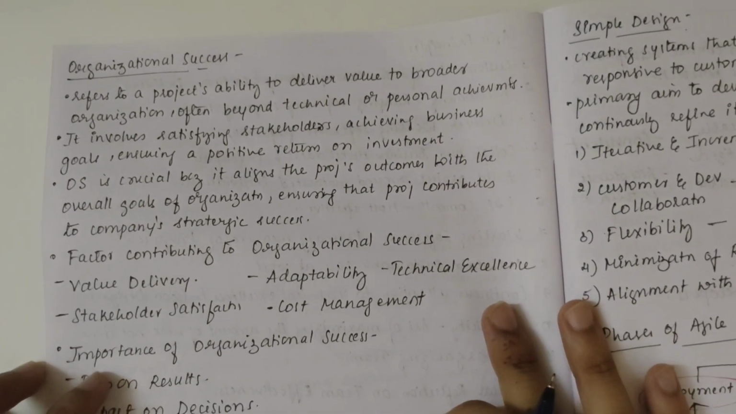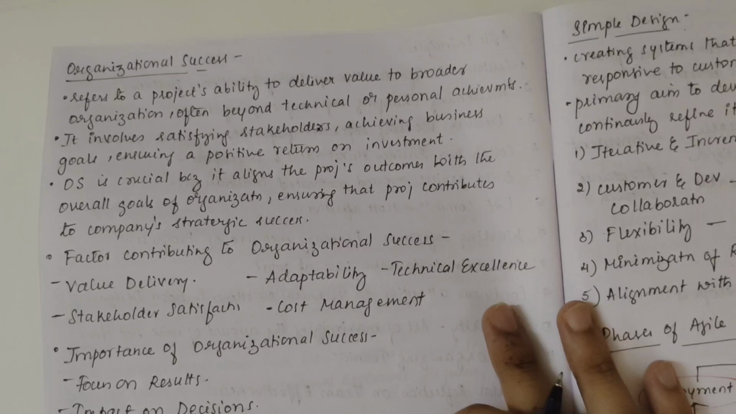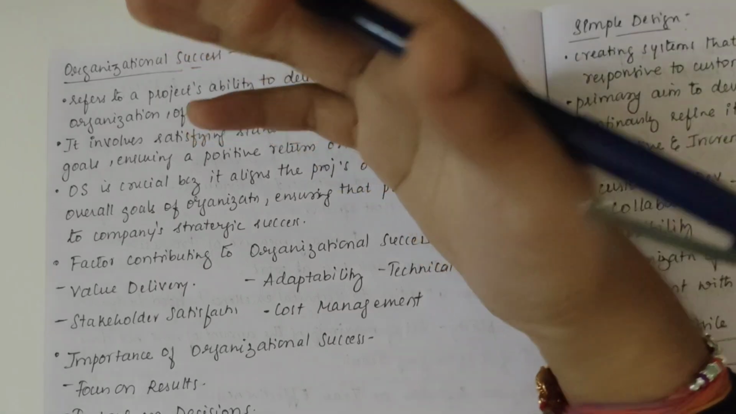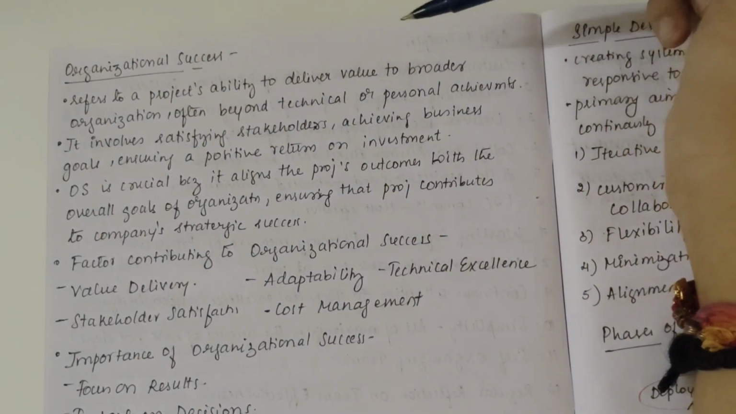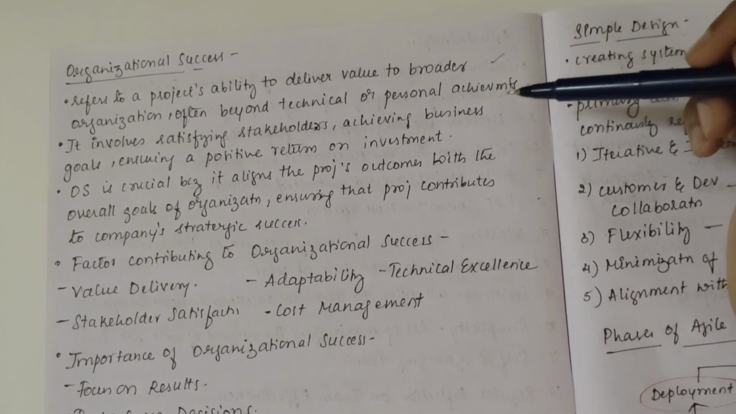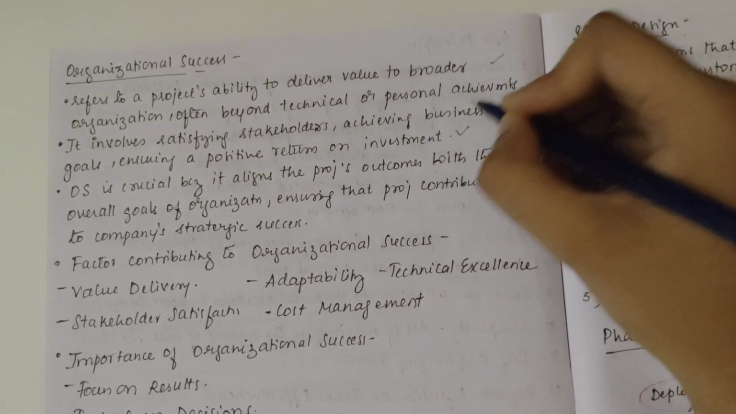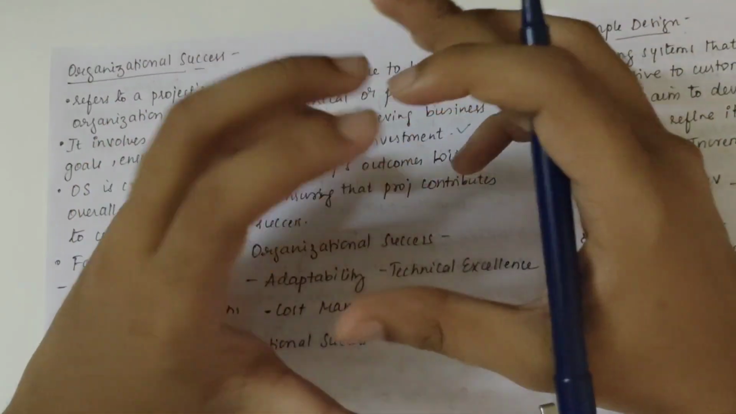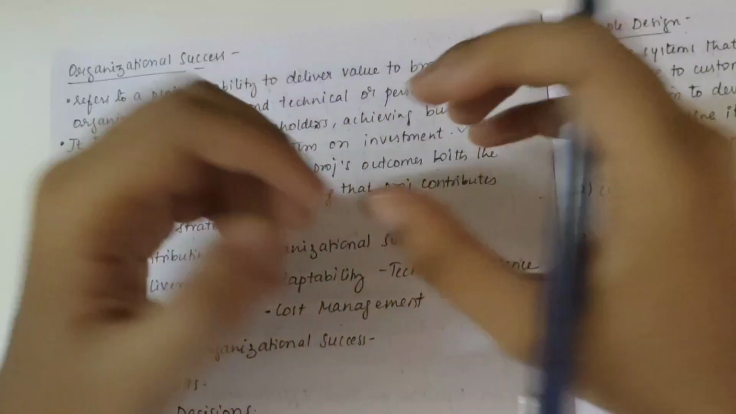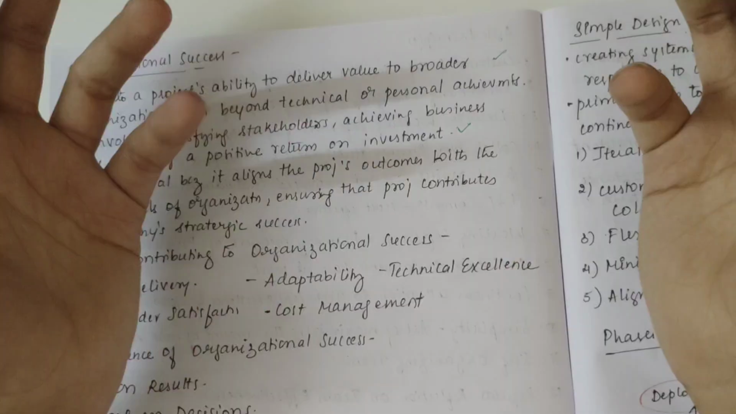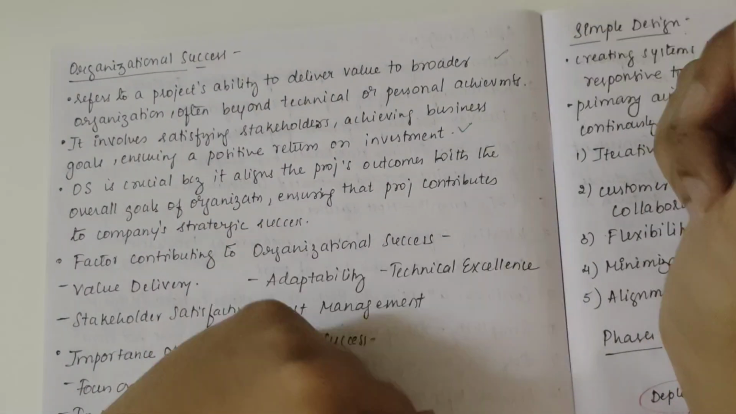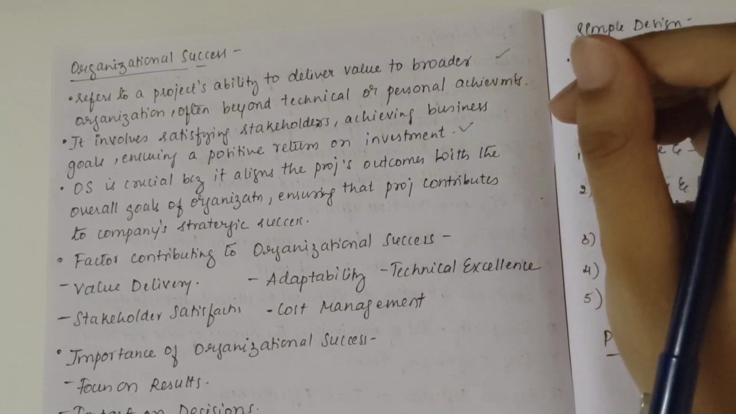Firstly, we have organizational success. Organizational success refers to a project's ability to deliver value to the broader organization, beyond technical and personal achievements. It involves satisfying the stakeholders, achieving business goals, and ensuring a positive return on investment. A company or organization is said to be successful when whatever projects are allotted to that company or software firm are done properly and delivered properly. Only when the customers are happy can we say that this organization has become successful, or this particular project they took up has become successful.